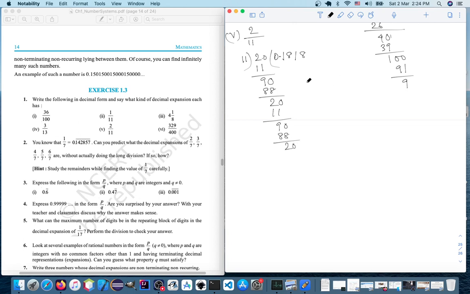So 2 by 11 is 0.8118, and so on. This is 0.18 bar. So it is non-terminating recurring.